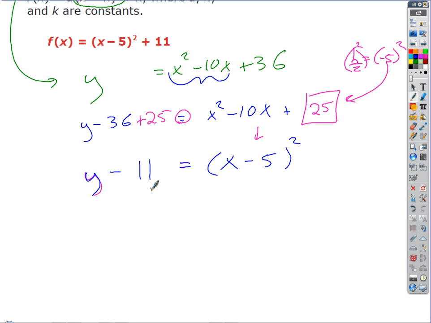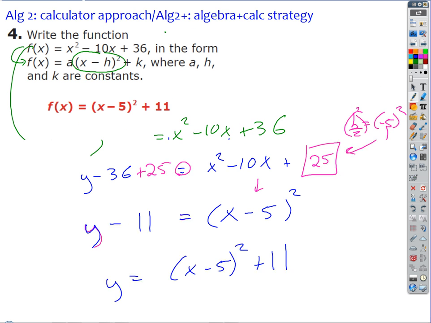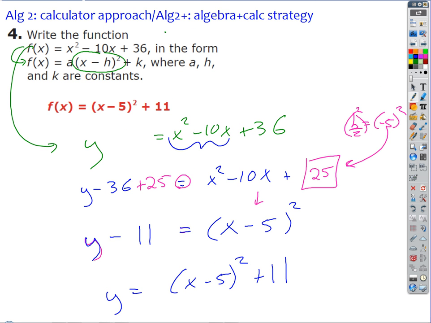So what's the last step? Add the 11 back to the other side, right? And then we've got it. Then we've got y equals the quantity x minus 5 squared plus 11, right? So what's a? 1. It's the number out front, right? It's 1. What's h? 5. What's k? 11. We got it, right? Okay, so that's how we can do it algebraically.